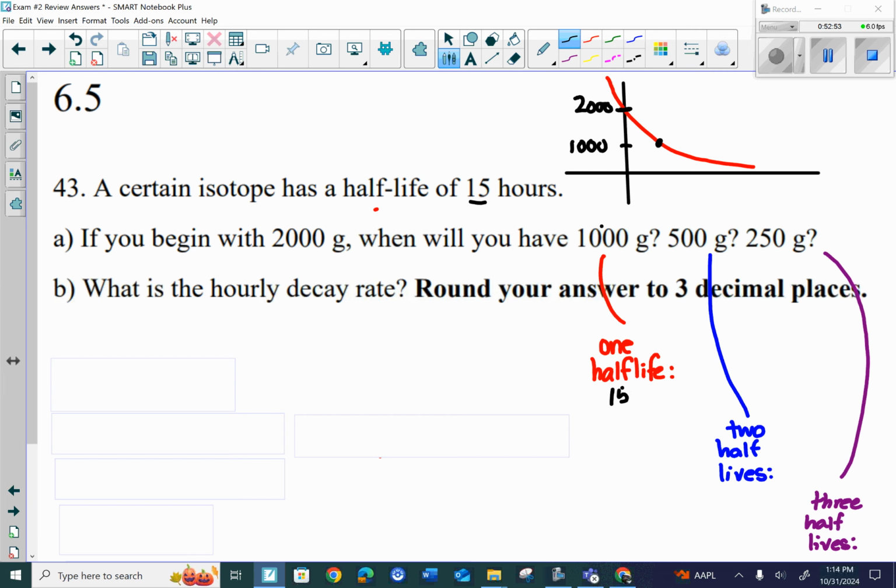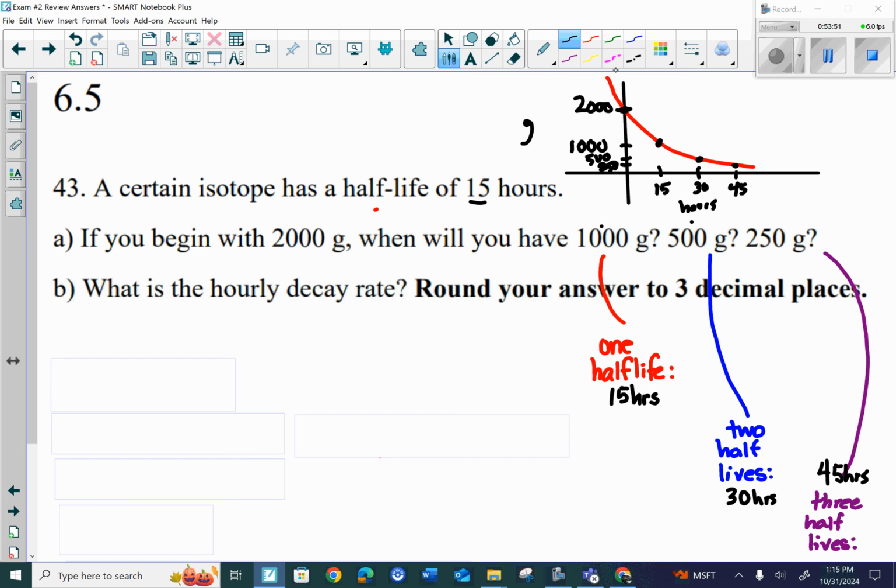So that would be 15 hours. 500 is half of that, half of 1,000. So that means another half-life must have passed. Okay, so one more half-life. That would mean 30 hours have passed. And you're seeing the pattern now. Another half-life would have had to pass to get 250, so that would mean 45 hours in total have passed. So 500, and you can see even my stinky little graph here is not too bad in showing this pattern of exponential decay on a half-life.